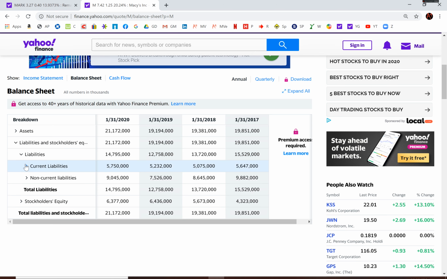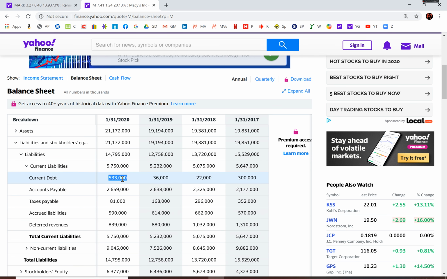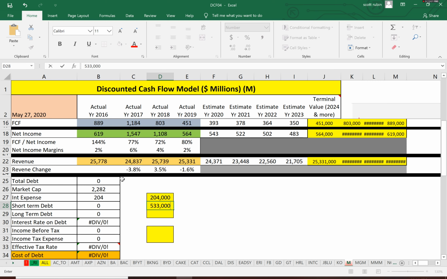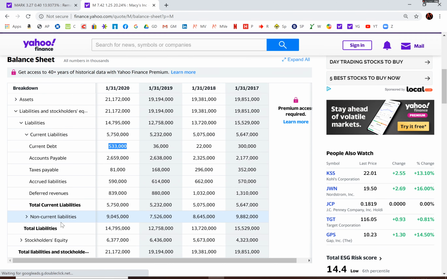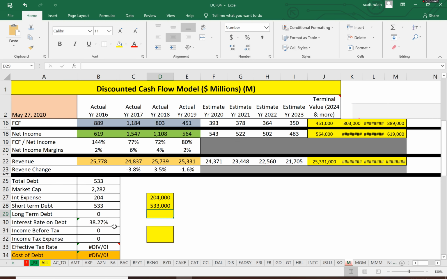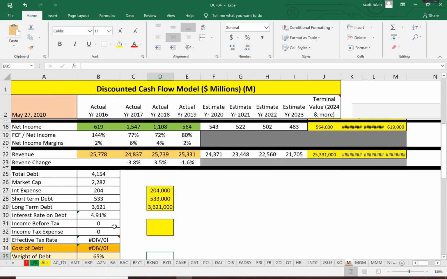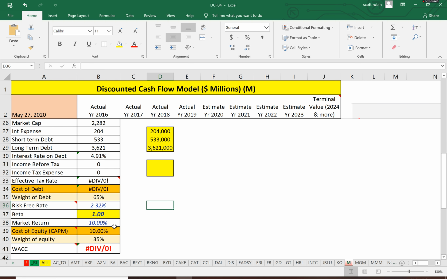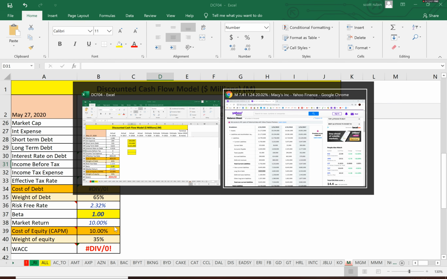In the liability section, under current liabilities, they have 533 million of current debt. And then long-term debt, that's debt due beyond 1 year, is 3.6 billion. So they pay 4.91% interest on the debt. But we need to figure out the effective tax rate now because interest payments on debt are tax deductible.